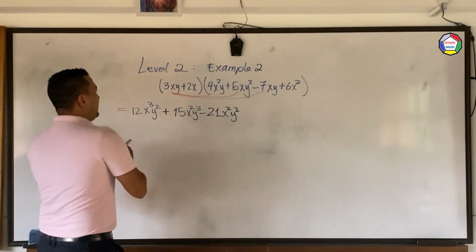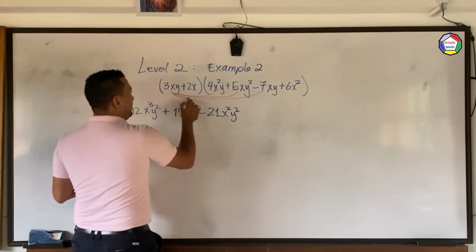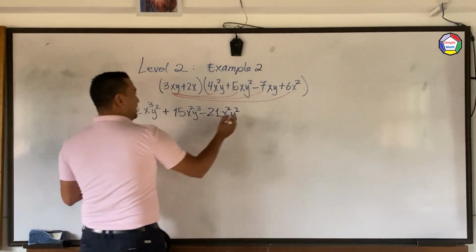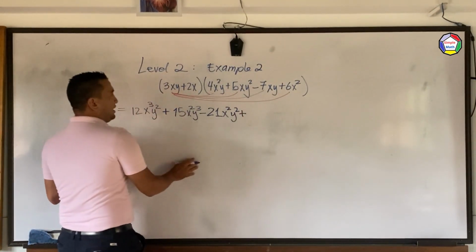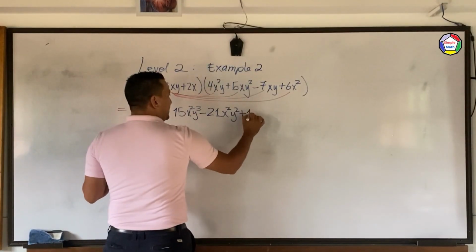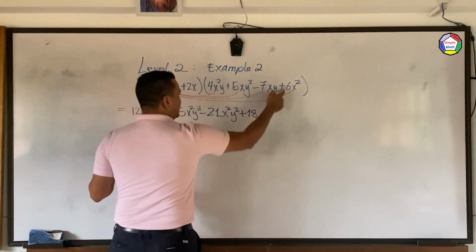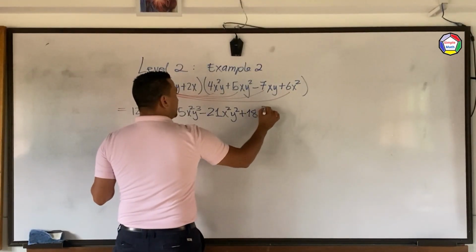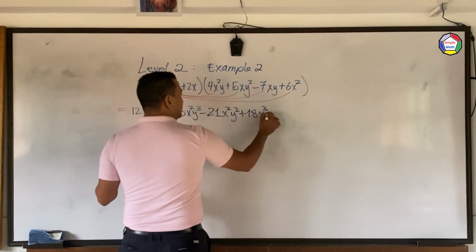Okay? And finally, I'm going to multiply this one with the last one. Positive times positive gives me positive. So this is positive. 3 times 6 is 18. X and x2 is x cubed, y.